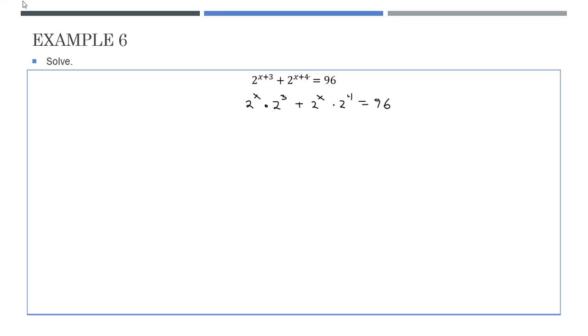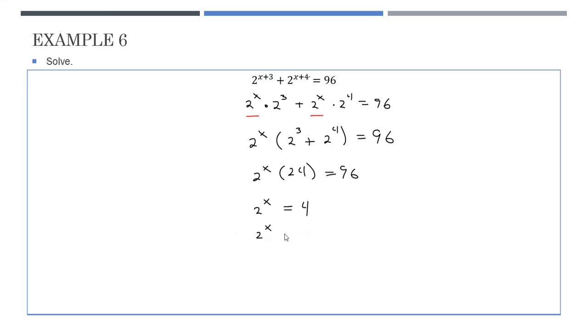Well, I actually have a GCF here of 2 to the x. So I'm going to factor out the 2 to the x. So I'm going to be left with 2 cubed plus 2 to the power of 4. Well, 2 cubed plus 2 to the power of 4 is 24. So we get 2 to the power of x times 24 equals 96. So I'm going to divide both sides by 24. I get 4. And then we'll make it so the base is the same. So 4 is actually 2 squared. And therefore x is equal to 2.